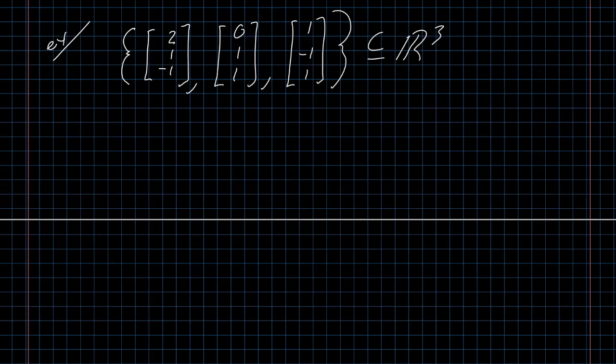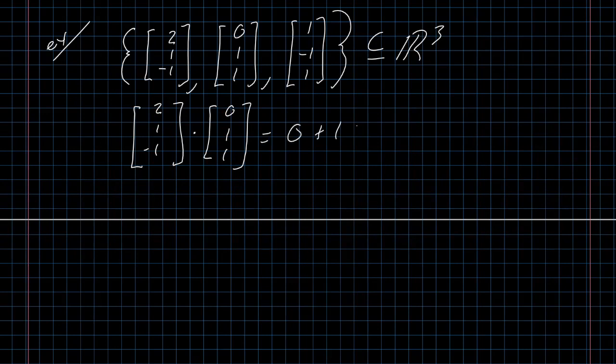To show that these vectors are orthogonal requires us to take every combination of dot product. So if we take the first dot the second, 2, 1, negative 1, dot with 0, 1, 1. Remember, dot products are pairwise multiplication. So we'll multiply 2 times 0, 1 times 1, negative 1 times 1. We'll add all of those things together. So it's 0 plus 1 plus negative 1, which comes out as 0. We'll take the first and the third.